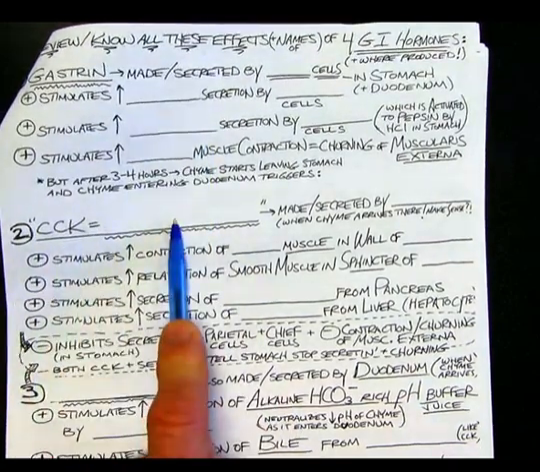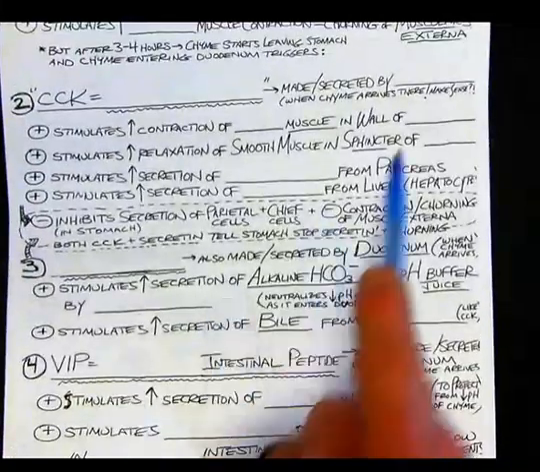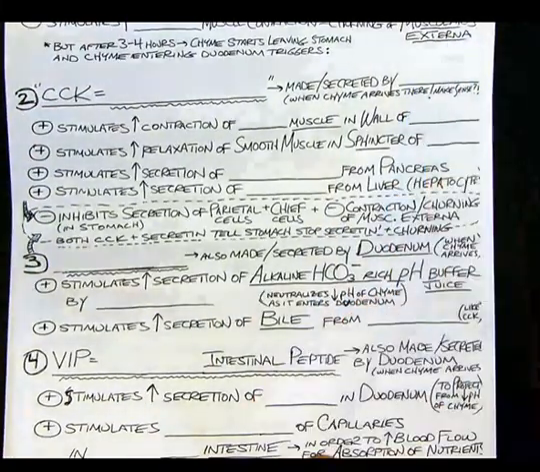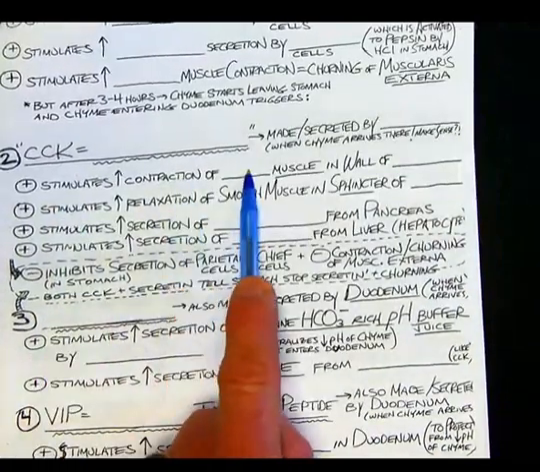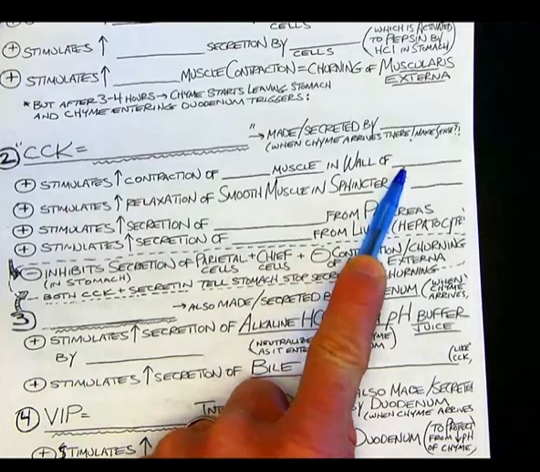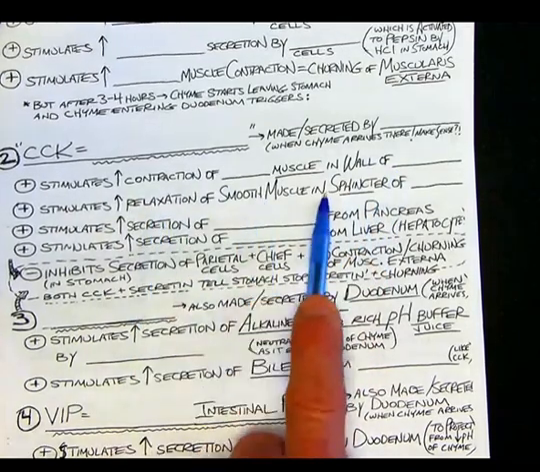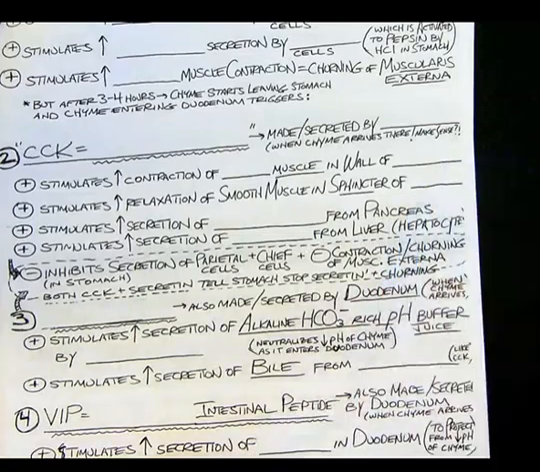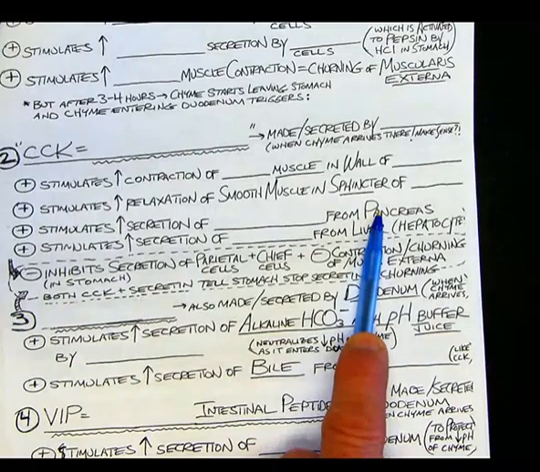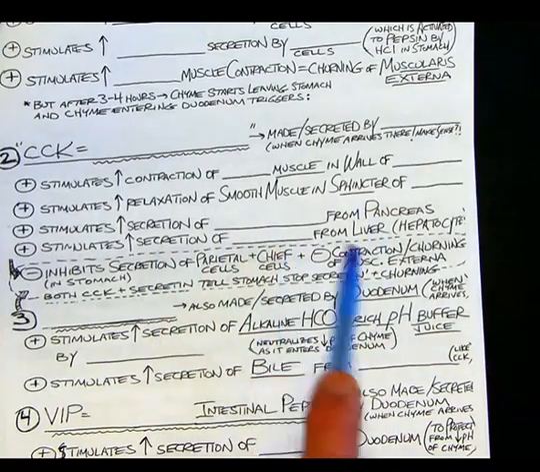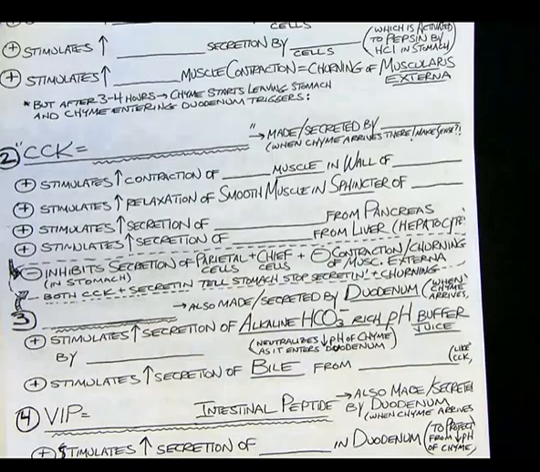Cholecystokinin, secretin, and VIP are all made and secreted by duodenum enteroendocrine cells when chyme arrives. And CCK, remember its name, causes contraction of smooth muscle in the wall of the gallbladder to squeeze the bile out, but causes relaxation of the smooth muscle in the sphincter of Oddi to let the bile go into the duodenum. It increases secretion of digestive enzymes from the pancreas and increases secretion of bile from the liver. It's a test to just see that you know what each organ makes.